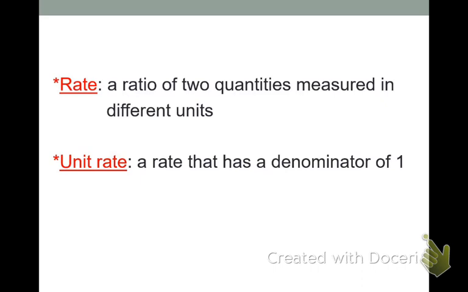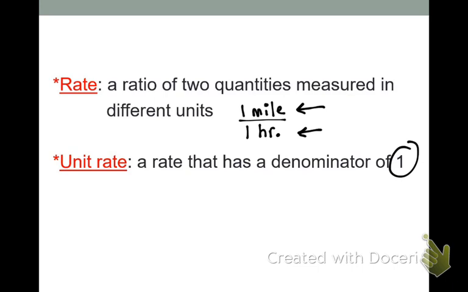This one we're going to talk about different units, like 1 mile per hour. Okay, so you can see these are different units because this one is a mile and this one is an hour. That would be an example of a rate. Talking about a unit rate, it is a rate that has a denominator of 1. Okay, so that's the key part. You've got to have a denominator of 1.